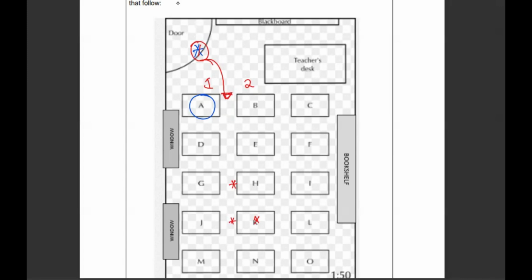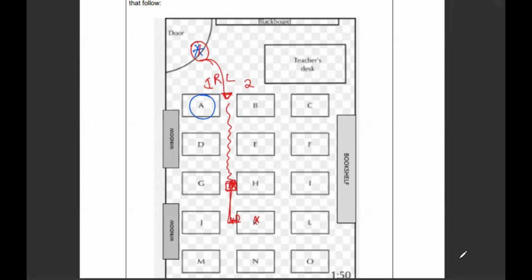Actually, when you're moving, put this in your head. This is the right, this is the left. So move towards desk or learner B. Go through the corridor. You move up to H. K will be behind H. You move, and your desk will be on the left-hand side.